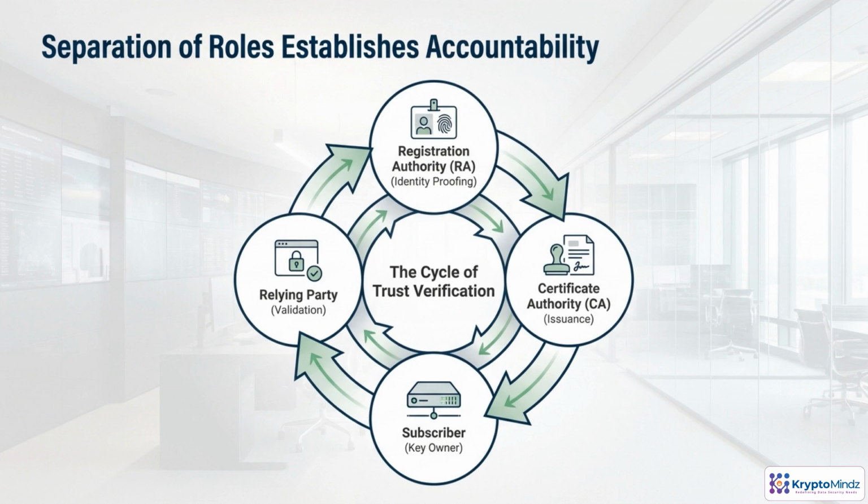In PKI, trust depends as much on clearly defined roles as it does on cryptography. The registration authority handles identity proofing. Its job is to confirm, yes, this entity is who they claim to be. The certificate authority relies on that decision. It issues certificates based on the RA's assurance and is accountable for following strict issuance rules. The subscriber is the key owner. They must safeguard their private key and request revocation if it's ever compromised. Finally, the relying party validates certificates and decides whether to trust them in a given transaction. Separating these responsibilities creates audit trails, limits abuse, and makes failures easier to detect, investigate, and contain.